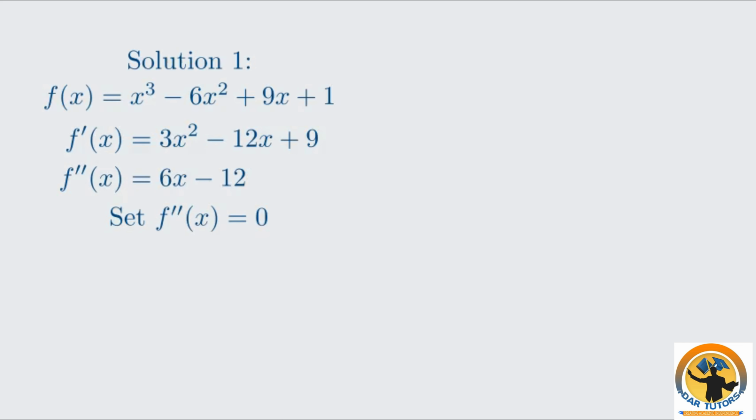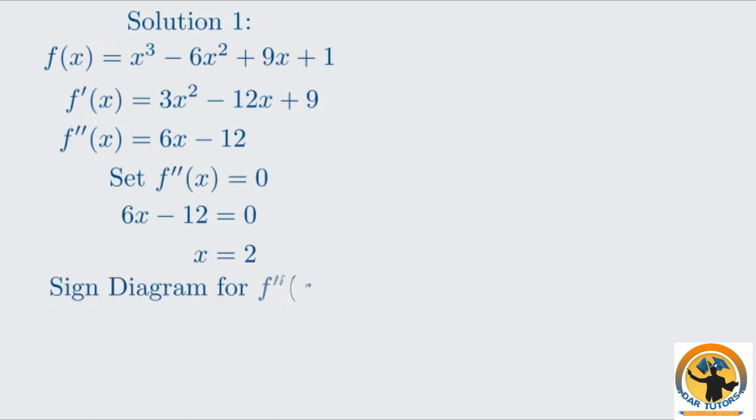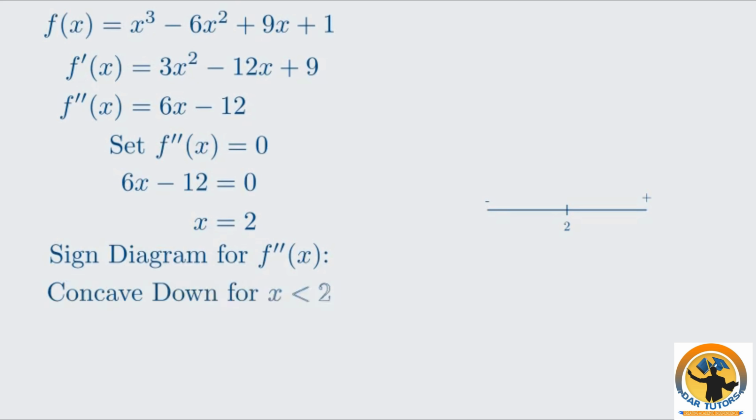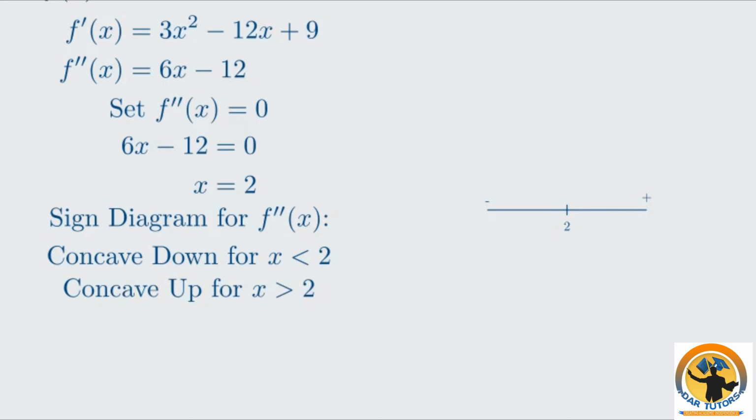We set the second derivative to 0 to find the potential inflection point. 6x minus 12 equals 0, which gives x equals 2. The sign diagram for f double prime of x shows a change from negative to positive at x equals 2. Therefore, the function is concave down for x less than 2 and concave up for x greater than 2. Here is the solution for question 2.